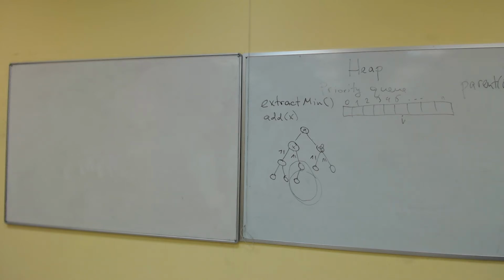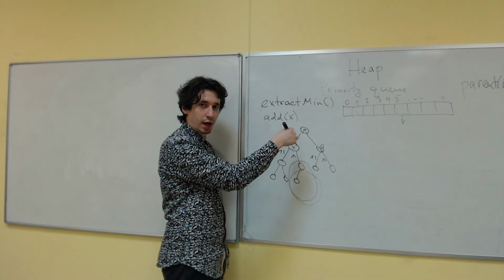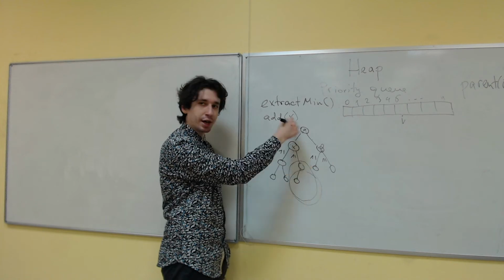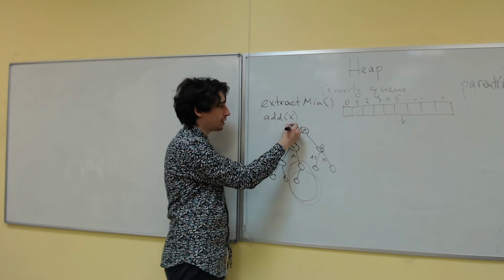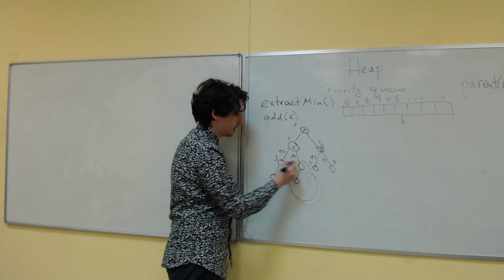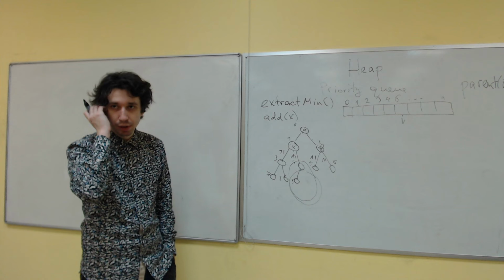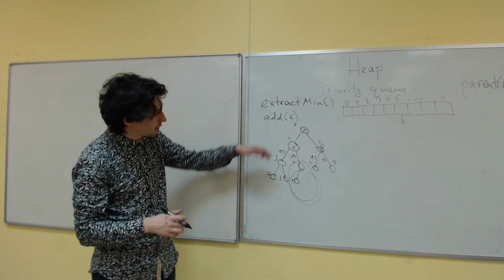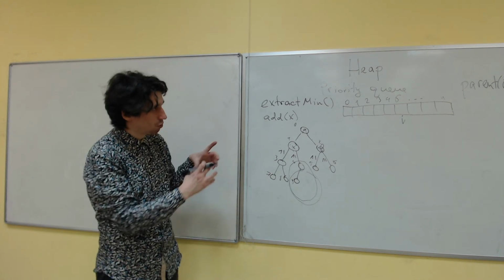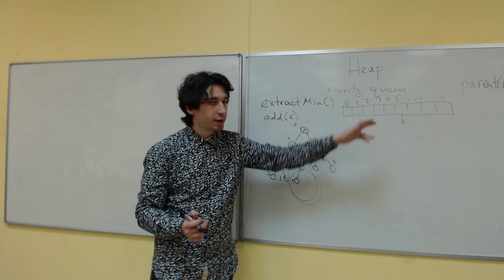So if you have this array as the identifiers in this tree, then we'll have here 0, 1, 2, 3, 4, 5, 6, 7, 8, 9, something like that. So this is how the heap looks in an array. We just write it from left to right.